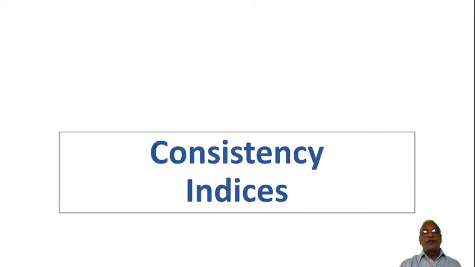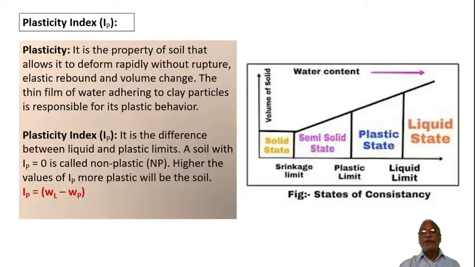We'll continue the discussion of consistency limits. Now it is consistency indices we are going to define. Okay, let's straight away go ahead. The first index that we are going to define is plasticity index. Because it is an index, it is represented by capital I, and plasticity index, that's why there is a suffix P.